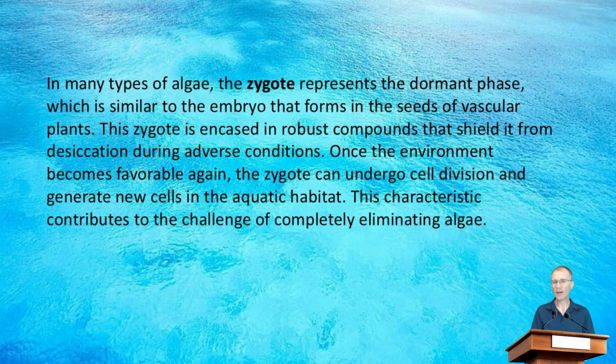In many types of algae, the zygote represents the dormant phase, which is similar to the embryo that forms in the seeds of vascular plants. The zygote is encased in robust compounds that shield it from desiccation during adverse conditions. Once the environment becomes favorable again, the zygote can undergo cell division and generate new cells in the aquatic habitat. This characteristic contributes to the challenge of completely eliminating algae.